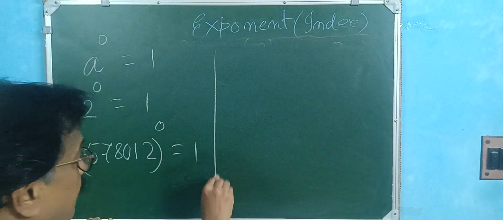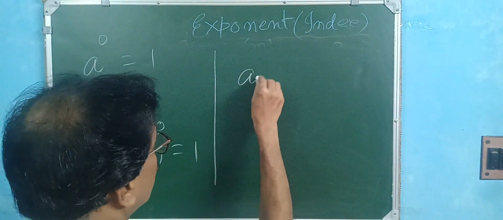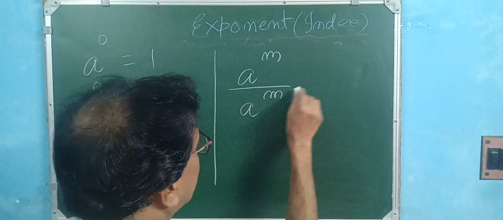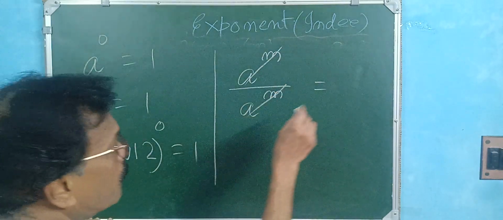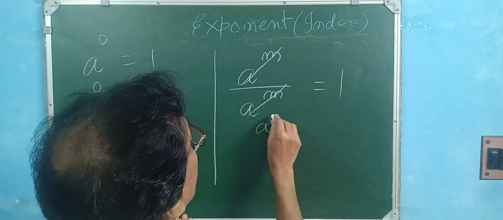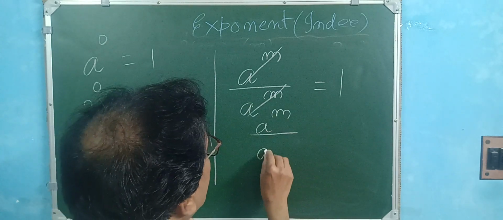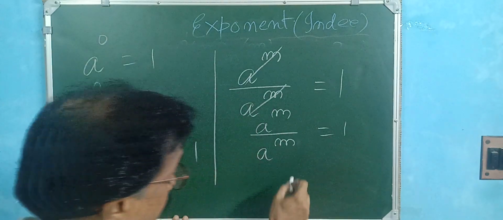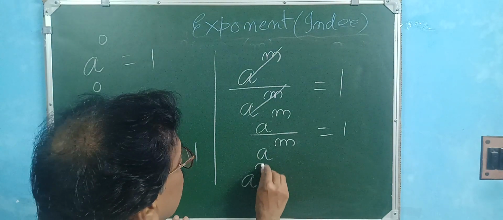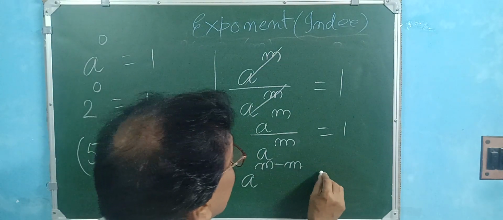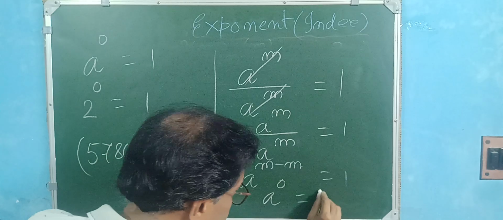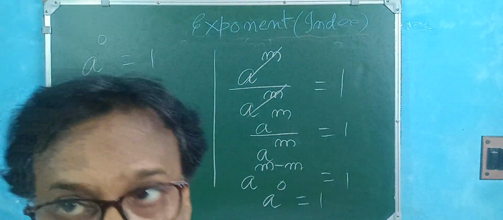So, an example is here. Suppose a to the power m by a to the power n. What is the ultimate answer? This a to the power m by a to the power n is 1. Now, in indices, when the bases are the same and it is division, the powers are subtracted. That is a to the power m minus n. That is 1. Now, what is this? A to the power m minus n is 0. So that is a to the power 0, which is 1. In this way, you prove it.